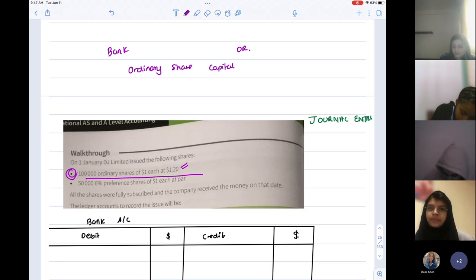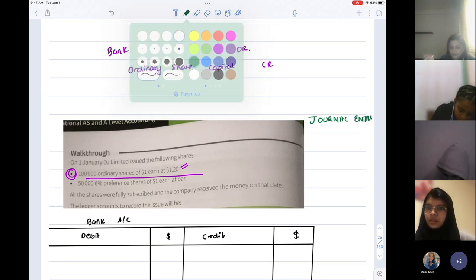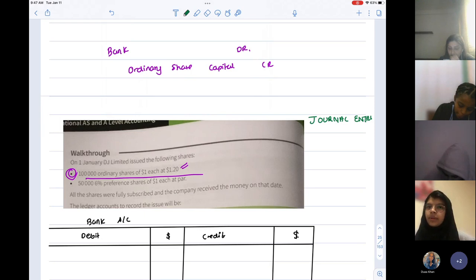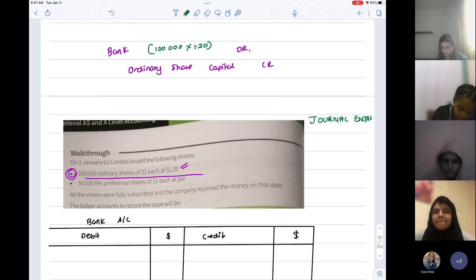How much money is coming in? 100,000 ordinary shares at 1.20 per share. So 120,000 is coming in. What would be your capital? Share capital. That would be credit.